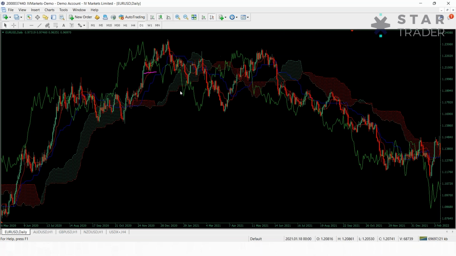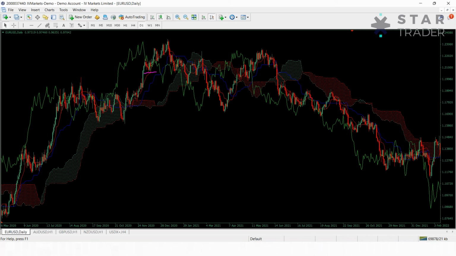And your Tenkan-sen has crossed below the Kijun-sen, right? So your conversion line, why do you call it the conversion line? Because it has to break your Kijun-sen, right? So it has broken and closed below the Kijun-sen. It means, okay, you are now about to shift from bullish to bearish.